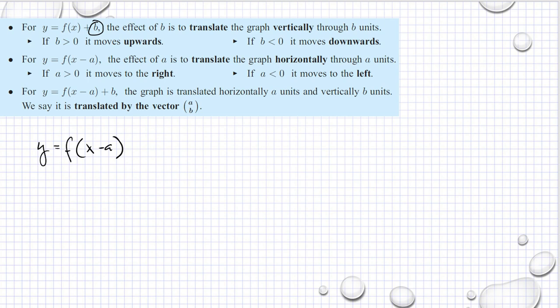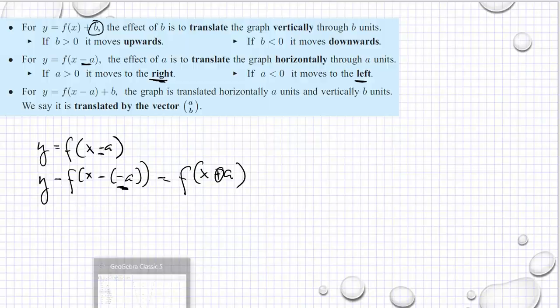This means a is greater than 0 here. The other one is when it looks like this. When you have plus there, that means your a is less than 0. When you have minus there, that means your a is greater than 0. So if a is greater than 0, that means you have x minus a, and it moves to the right. But if your a is less than 0, it moves to the left. That means x plus a.